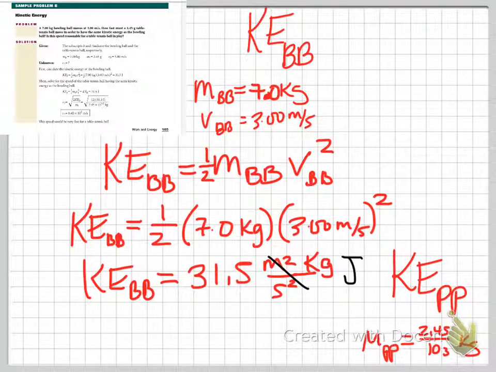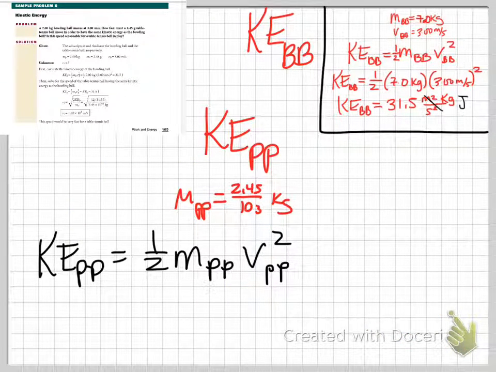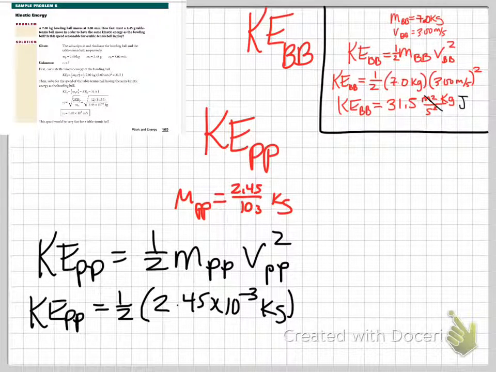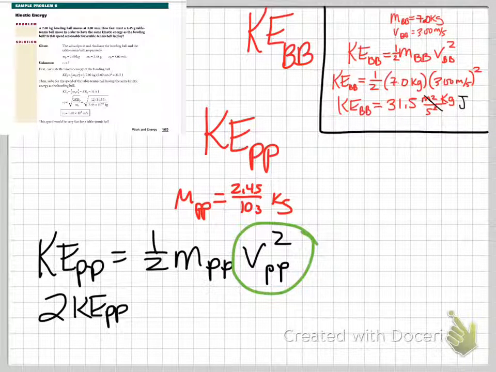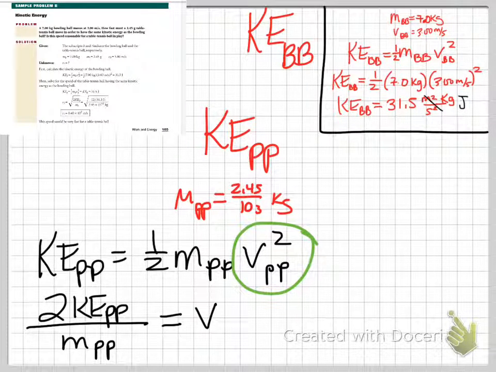Now let's see how fast the ping pong ball would have to move in order to have the same amount of energy. Okay, so kinetic energy of the ping pong ball equals 1/2 mass of the ping pong ball times velocity of the ping pong ball squared. Let's do the plug-in. Geez Louise, what am I doing? I'm inserting things before I've rearranged. So we're solving for velocity. So to do that, we got to do some rearrangement. 2 KE of the ping pong ball divided by mass of the ping pong ball gives us velocity of the ping pong ball squared, which means taking the square root of both sides will give us the equation we need for the velocity. Gesundheit.